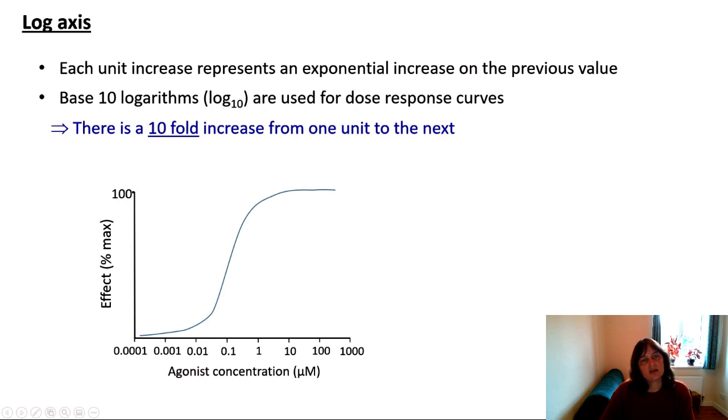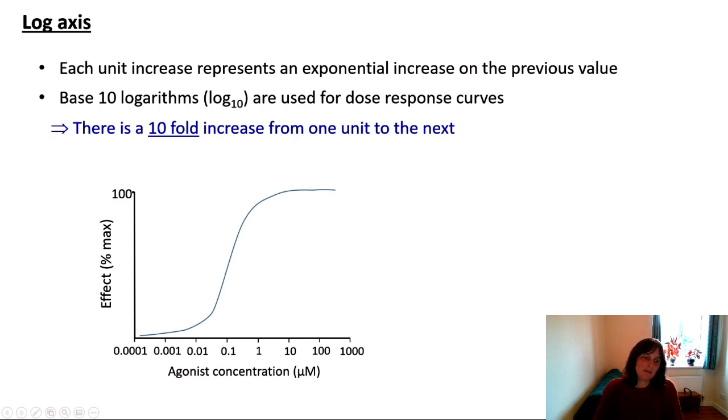And for these concentration effect graphs, when they're plotted logarithmically, we use base 10 logarithms. Now what this means is when we look at the axis, there is a 10-fold increase from one unit to the next. So if we have a look at this 10 micromolar, so 10-fold increase, times 10, our next unit here is 10. If we then look from 10, there's a 10-fold increase to the next unit, so that's 10 times 10, we get to 100. And then there's a 10-fold increase from 100 to 1,000. So that's what we're looking at.